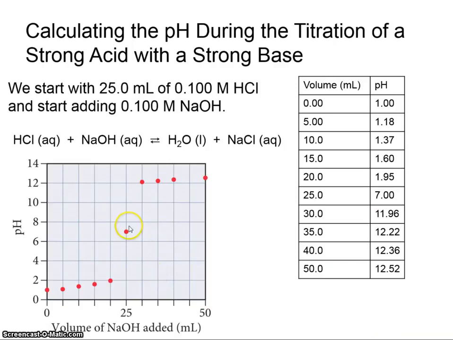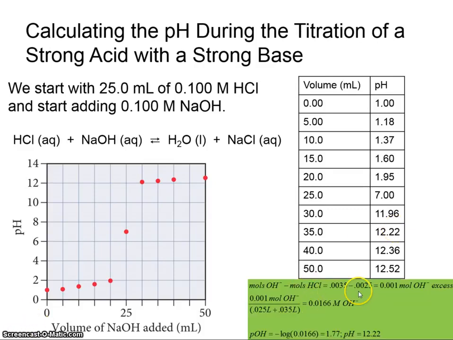Once I've gone past that equivalence point, my pH is going to be controlled by the titrant. So here I've got excess titrant, excess sodium hydroxide. If I've got a point over here where I've added 30 or 35 milliliters, I'm just going to be figuring out the OH minus ion concentration and then using that to find the pH.